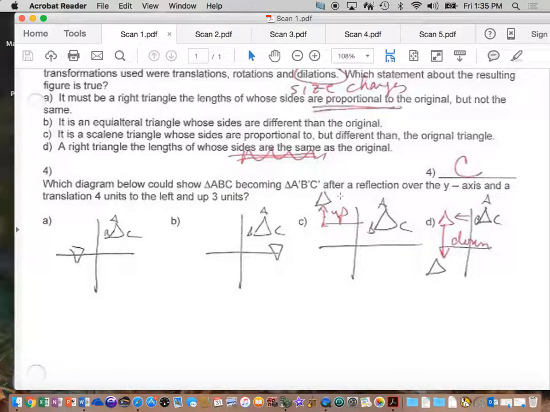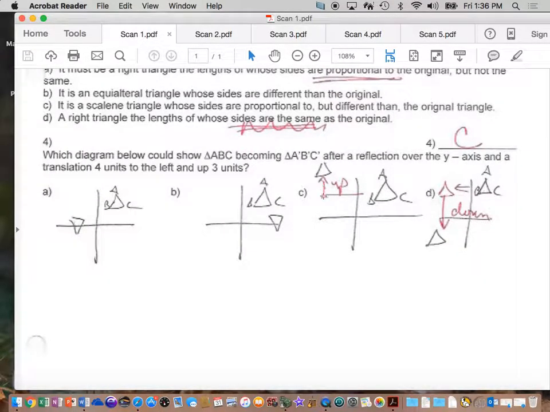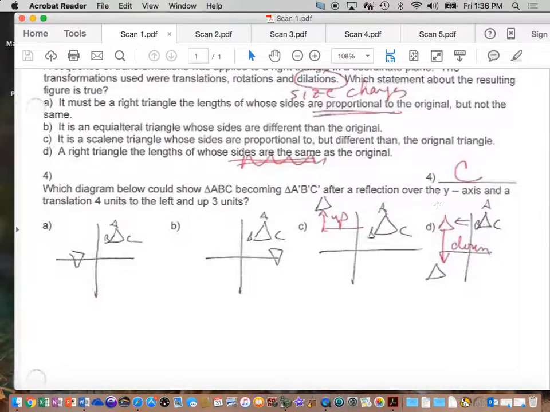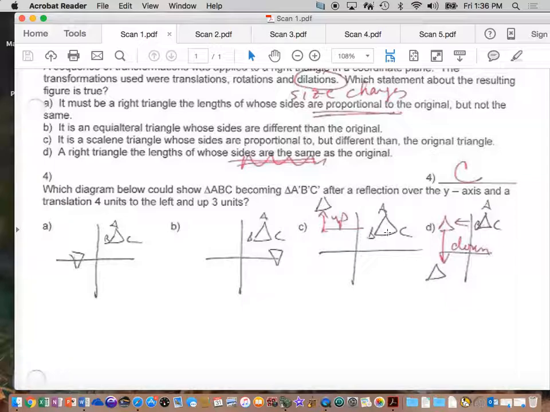Okay, so the next one talks about a reflection over the y-axis and then a translation 4 units to the left and up 3. So if I flip over the axis and then I go to the left and up, here's a flip over the axis to the left and up. Again, flip over the axis to the left and up. Choice C is the one that's going to do that. This guy here is a rotation. This guy here would be a flip and then down. This is a flip and then down. Only choice C is a flip and then up.